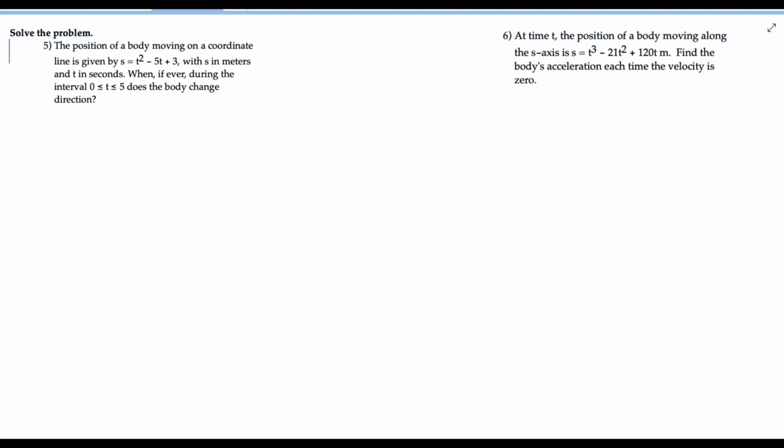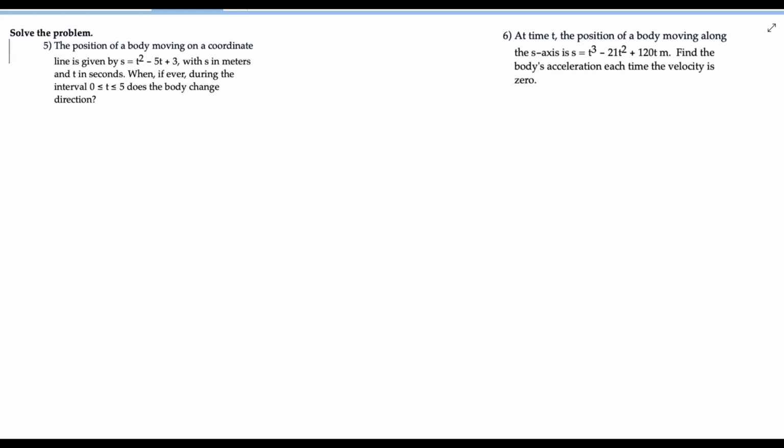Okay, we're looking at two problems dealing with particle motion again. In the first one, it's a little bit different than the second, but we'll look at them separately. It says the position of a body moving on a coordinate line is given by s equals t squared minus 5t plus 3, with s in meters and t in seconds. When, if ever, during the interval from 0 to 5, does the body change direction?